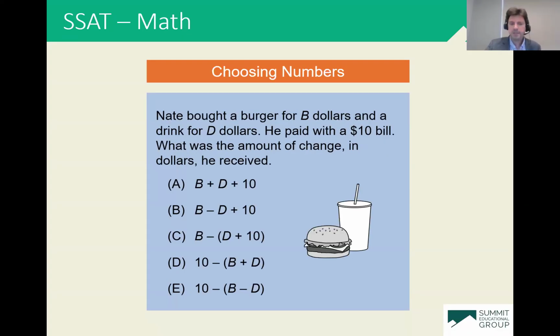The other useful strategy, if students know how to do this, is what we call choosing numbers. The other game that the SSAT is going to play is they're going to take a pretty straightforward question and try to make it more confusing and more abstract by taking out the numbers and putting variables in their place. In this particular example, if they had worded this question as: Nate bought a burger for $2 and a drink for $1. He paid with a $10 bill. What was the amount of change in dollars he received?